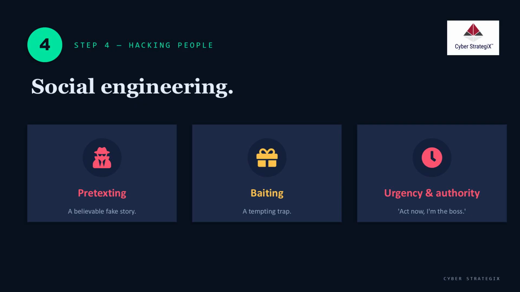Phishing is one form of a bigger idea: social engineering, which means hacking people instead of computers. Attackers use pretexting, inventing a believable story, like pretending to be IT support, baiting, dangling something tempting, like a free download. And they lean hard on urgency and authority, rushing you, or pretending to be your boss or your bank. The goal is always to switch off your thinking and trigger a reaction.